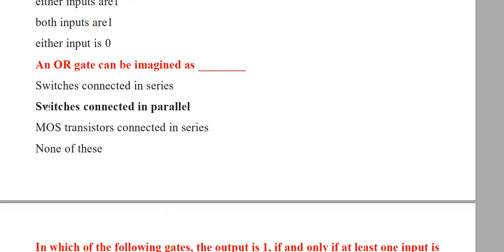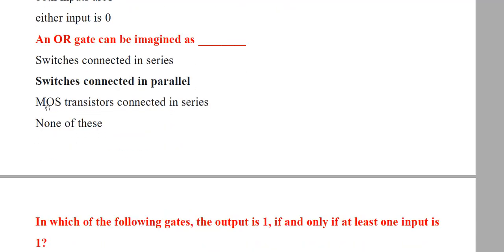An OR gate can be imagined as what? To imagine the OR gate, we first have to read the options: switches connected in series, switches connected in parallel, MOS transistor connected in series, none of these. So which can be the option? Of course the correct answer is switches connected in parallel. How is it so?